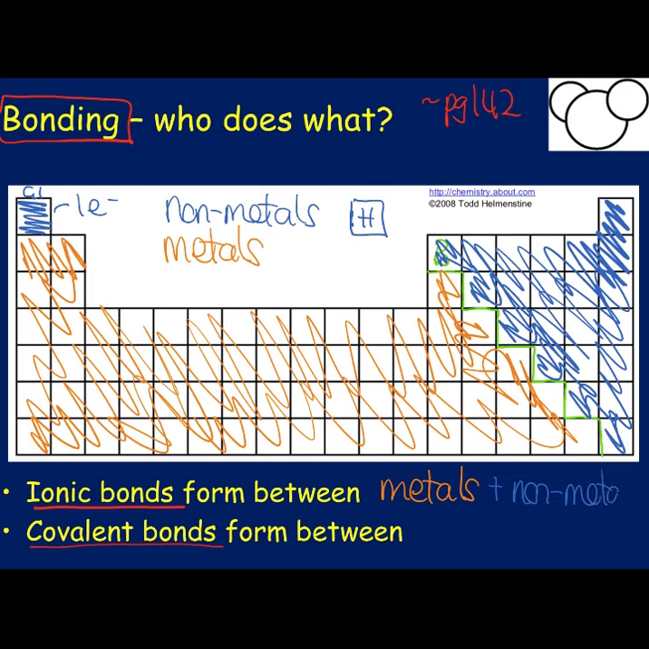So when you look at the formula of a compound, if you can get your hands on your periodic table and you look, and if it has something in the orange section, something in the blue section, then it's an ionic bond. Whereas covalent bonds will form between non-metals only. So it's only things that live in this blue section.